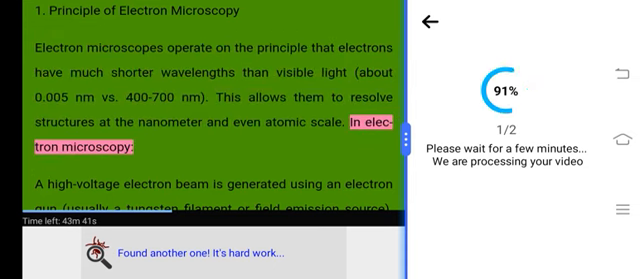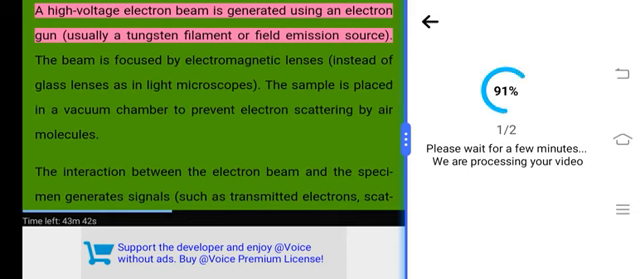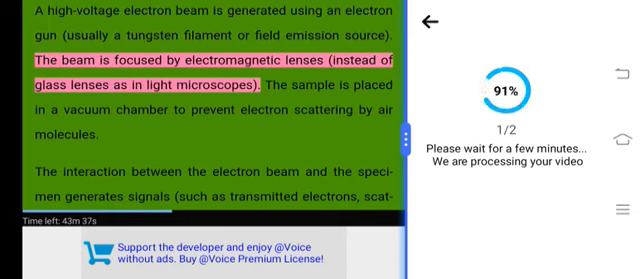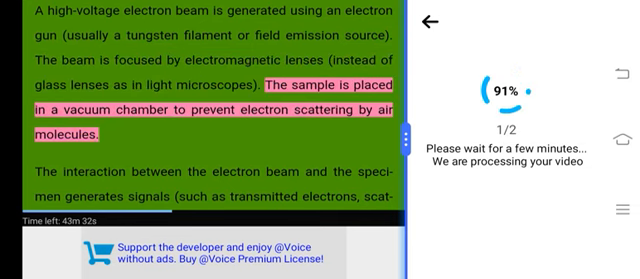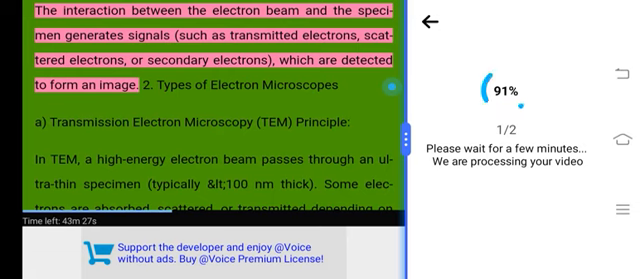In electron microscopy, a high-voltage electron beam is generated using an electron gun, usually a tungsten filament or field emission source. The beam is focused by electromagnetic lenses instead of glass lenses as in light microscopes. The sample is placed in a vacuum chamber to prevent electron scattering by air molecules. The interaction between the electron beam and the specimen generates signals, such as transmitted electrons, scattered electrons, or secondary electrons, which are detected to form an image.